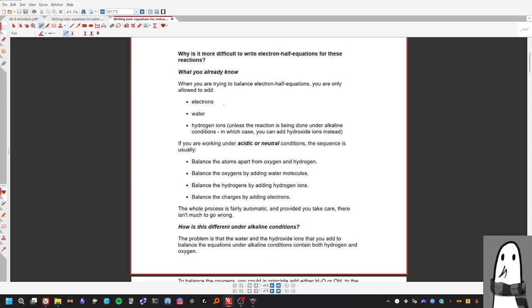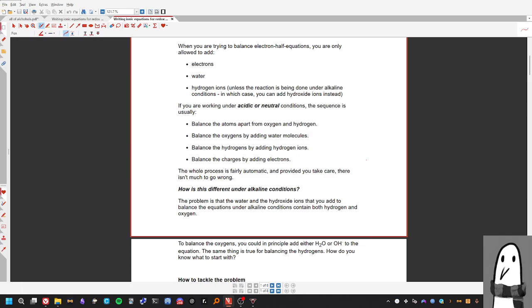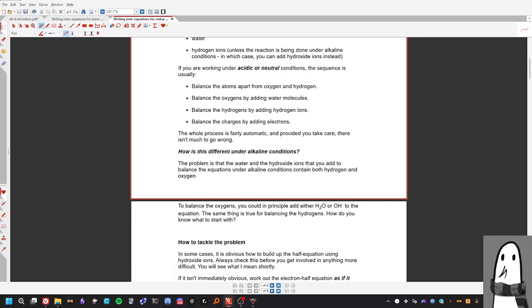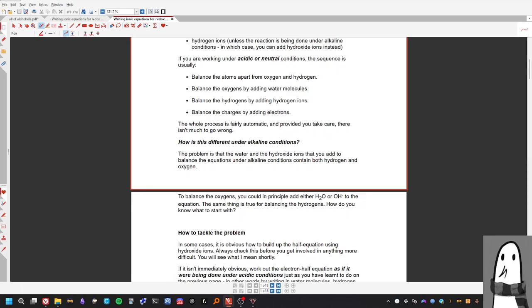Well, what you already know is, when you're trying to balance half equations, you're only trying to add water, electrons, and hydrogen ions. But if the reaction is done under alkaline conditions, then you can add hydroxide ions instead. If you're working under acidic or neutral conditions, then the sequence is usually balancing the atoms other than oxygen and hydrogen, then balancing the oxygens by adding water, balancing the hydrogens by adding hydrogen ions, and balancing the charges by adding electrons. The whole process is fairly automatic, and provided you take care, there isn't much to go wrong.